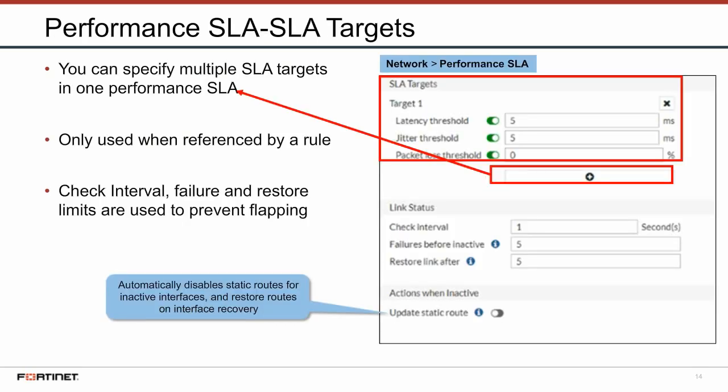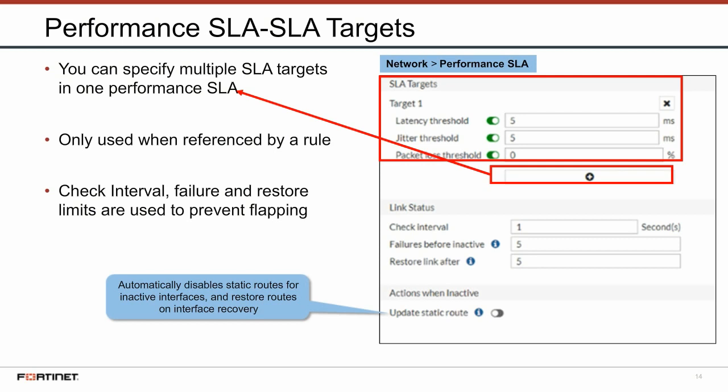The quality of service for the traffic associated with this Performance SLA is defined by the SLA targets. An SD-WAN member link assigned to this Performance SLA must meet the SLA target in order to be selected over the other participating links. You can configure the latency, jitter, and packet loss thresholds to meet your needs, and create granular SLA targets to fine-tune the SD-WAN for specific applications.